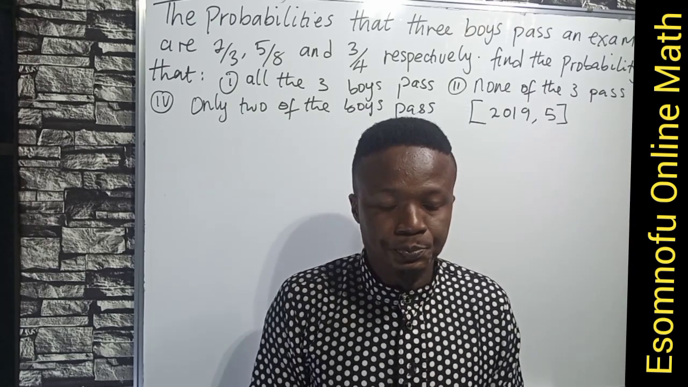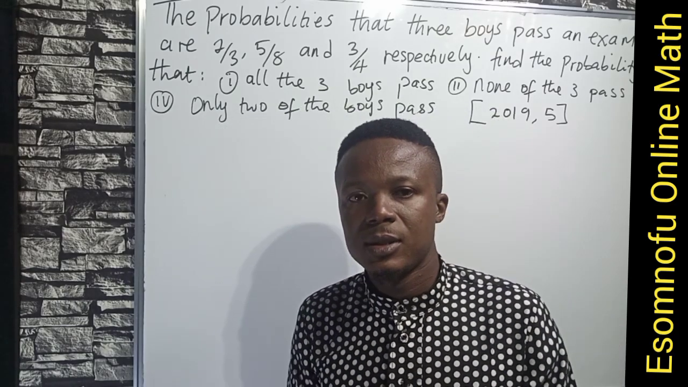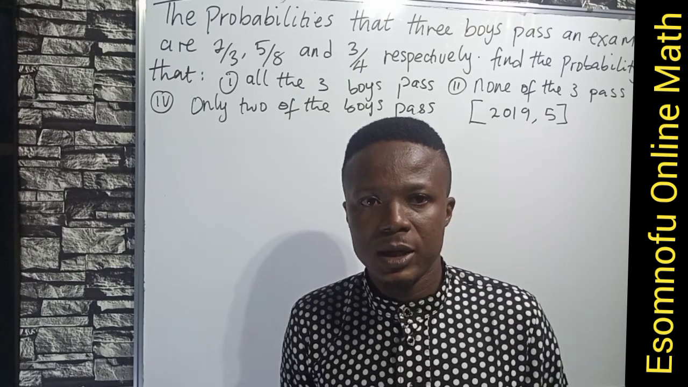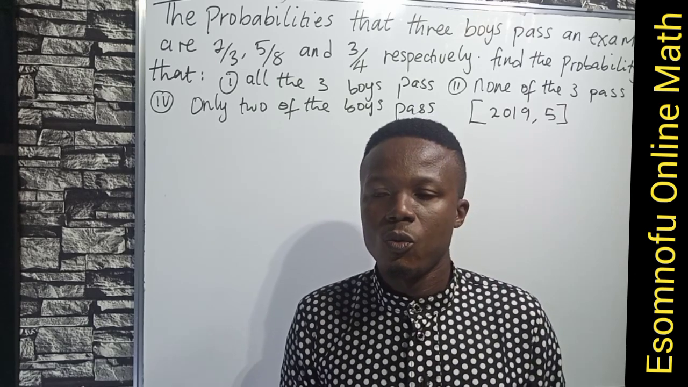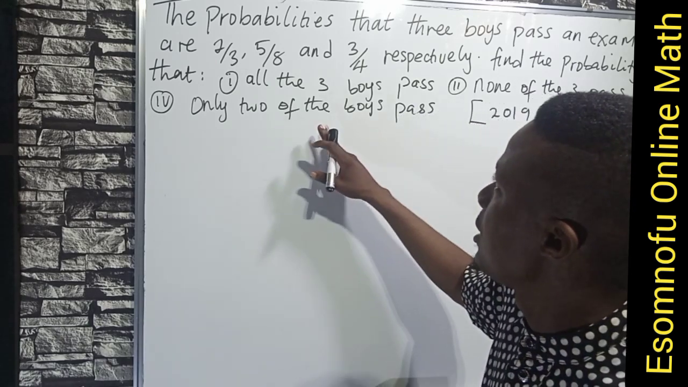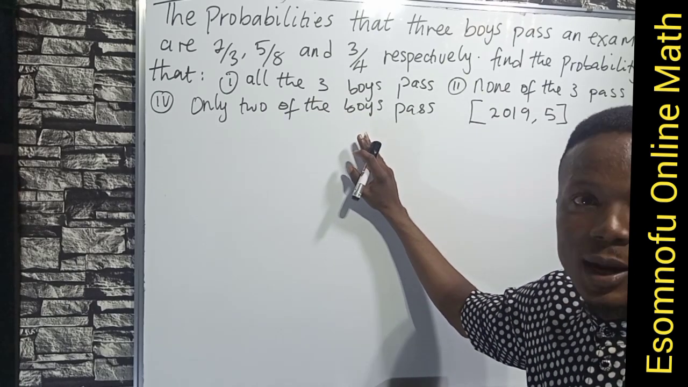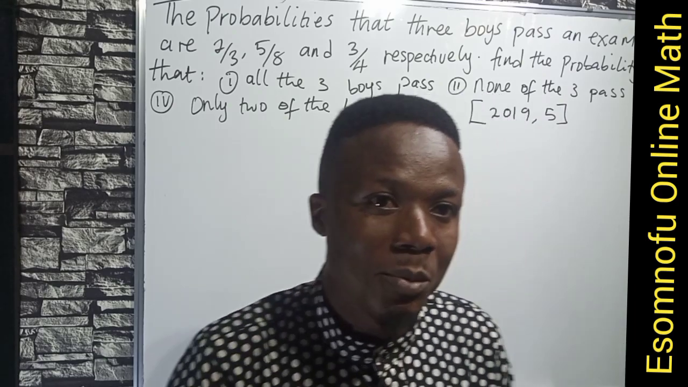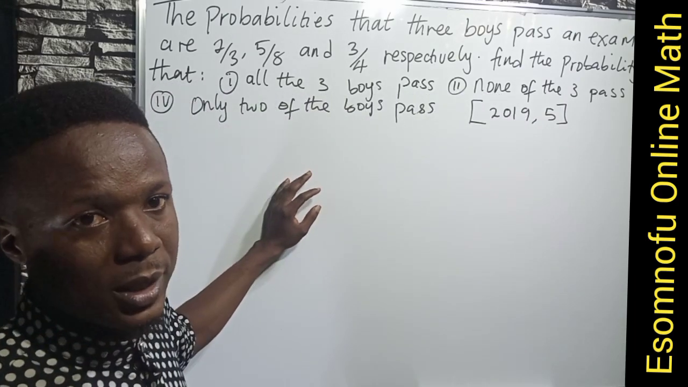Okay, now one thing you need to understand in probability problems is that when you see "and", it implies multiplication, and when you see "or", it implies addition. So whenever you are seeing questions like this, where you are told that all the 3 boys will pass, it implies that the first boy will pass, and the second boy will pass, and the third boy will pass. And because you are seeing "and" there, it implies multiplication.